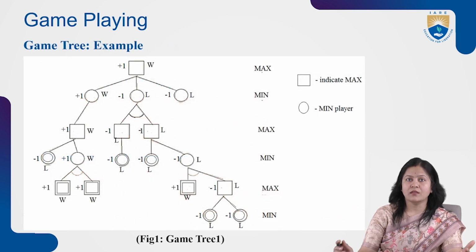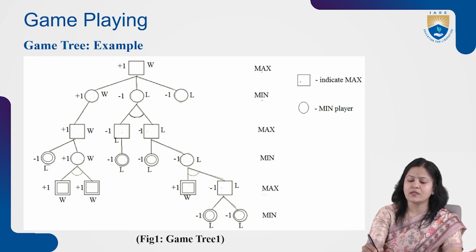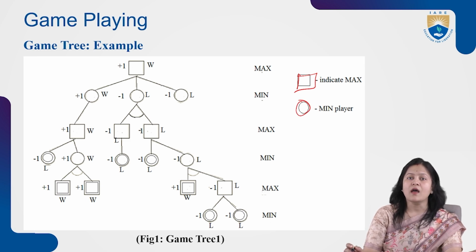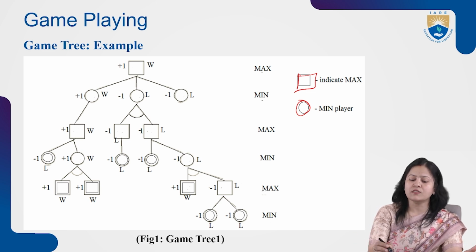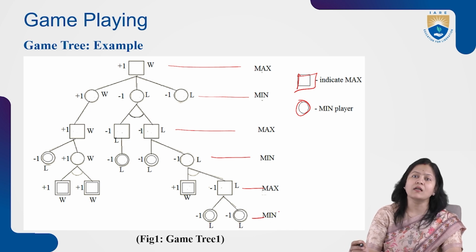This is the example. Here I have taken two symbols: one is the square symbol, another is the circle symbol. The square symbol represents the max player and the circle symbol represents the min player. As it is a 2-player game, both the players play one after the other. If we start with the max player in the first layer, then the next level the min player will play, then max, then min, then max, and the last level is min. So alternately both the players play against each other.